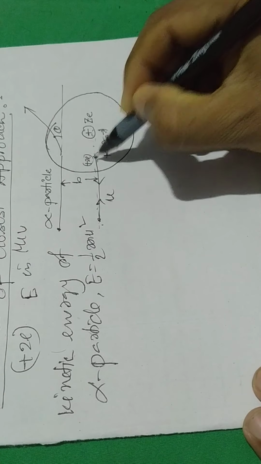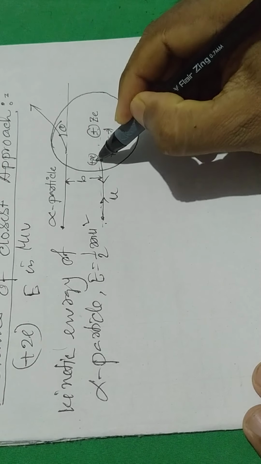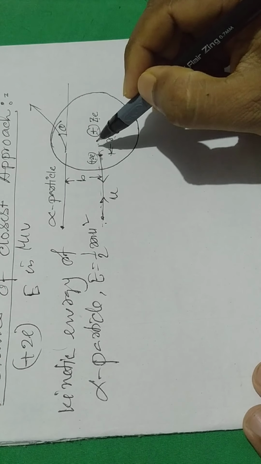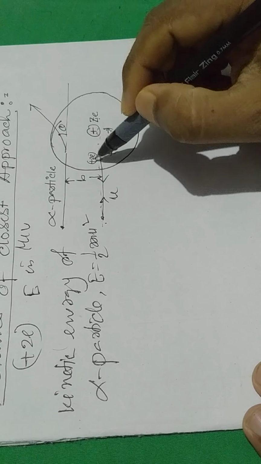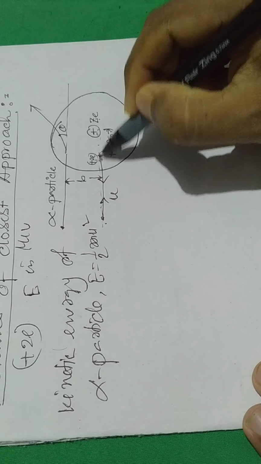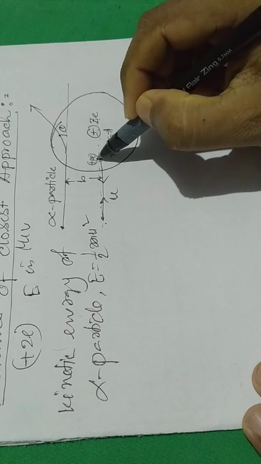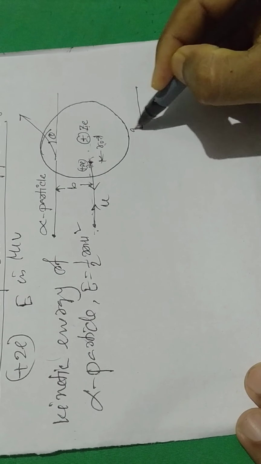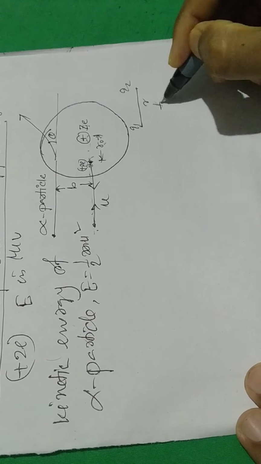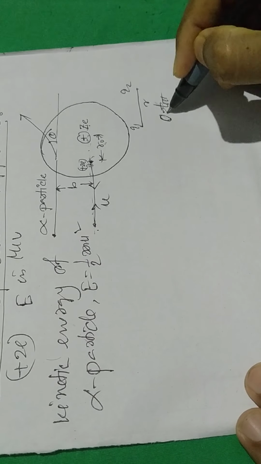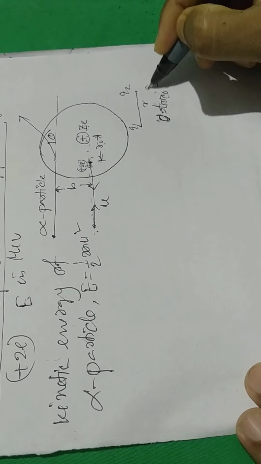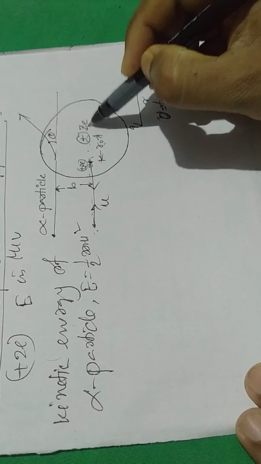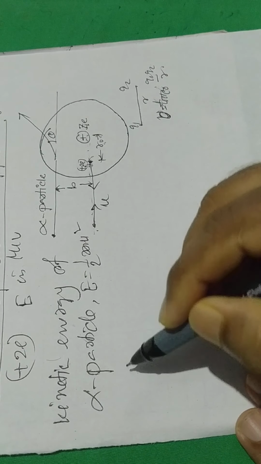Now you see the alpha particle, the charge of the alpha particle is 2e and the charge of the nucleus is Ze. Let us calculate the electric potential energy of the system consisting of the charge of the nucleus and the charge of the alpha particle. As we know, when two charges are placed at a distance r apart, the potential energy is U equals 1 by 4πε₀ q₁q₂ by r. Here the charges are +2e and Ze.